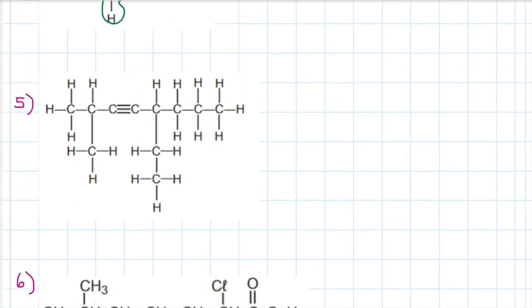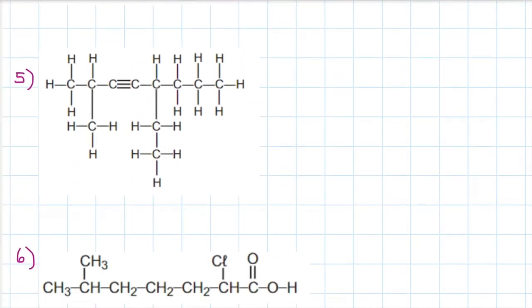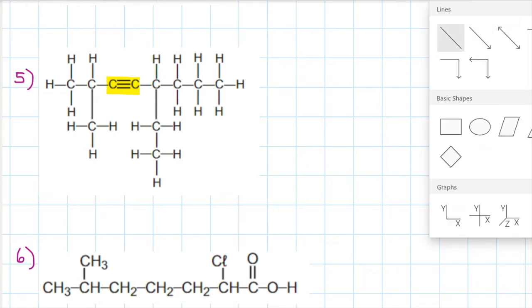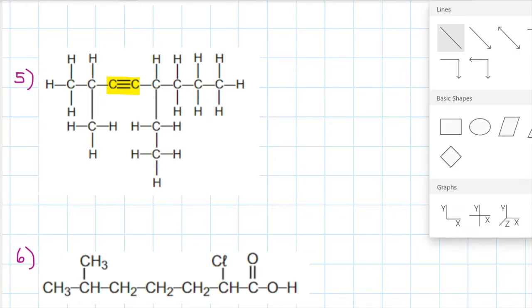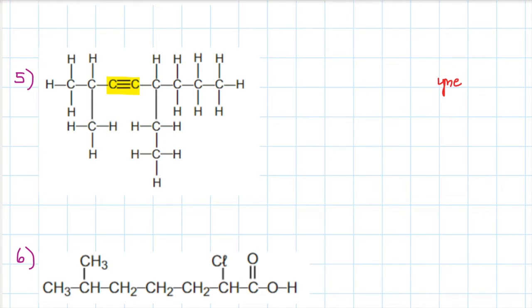We now move on to example number 5. The functional group in this compound is a triple bond between 2 carbon atoms. This is therefore an alkyne whose name will end with -yne. We now need to identify the longest continuous chain. But the longest continuous chain must include the functional group. In other words, it must include this triple bond. Therefore, this is the longest continuous chain.